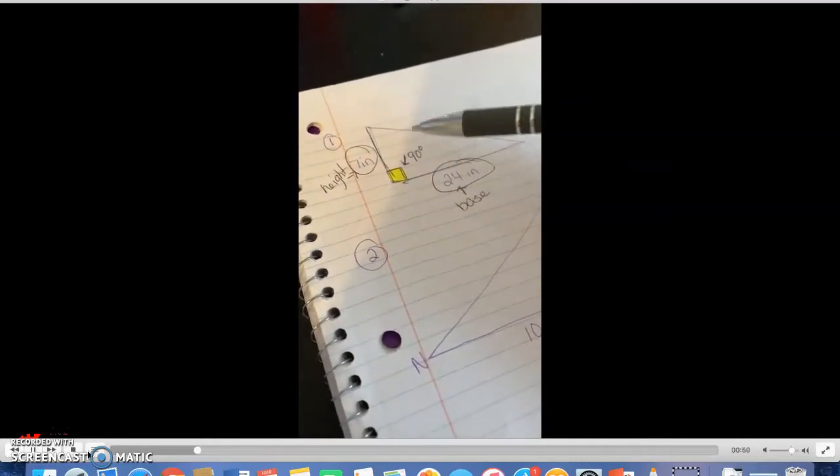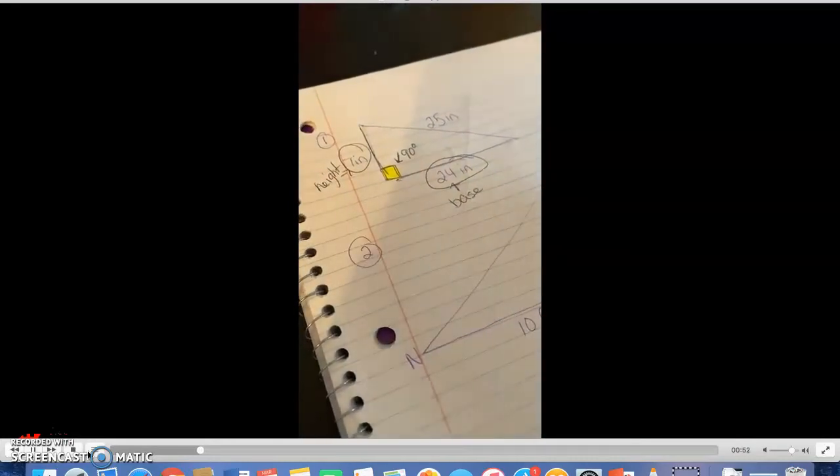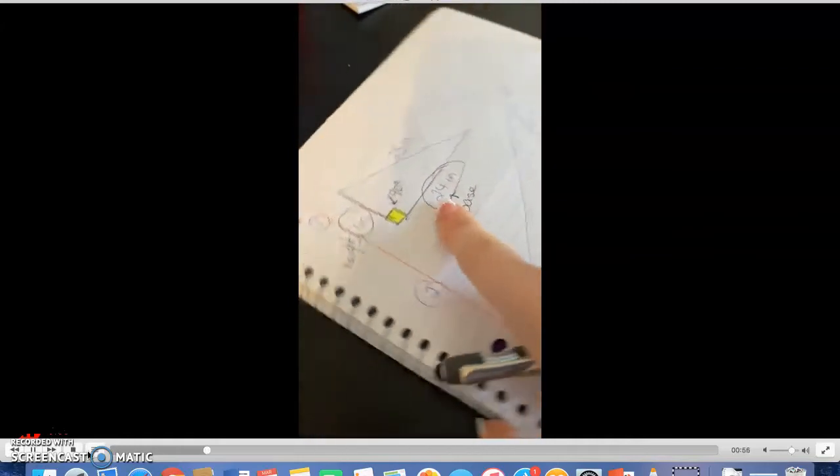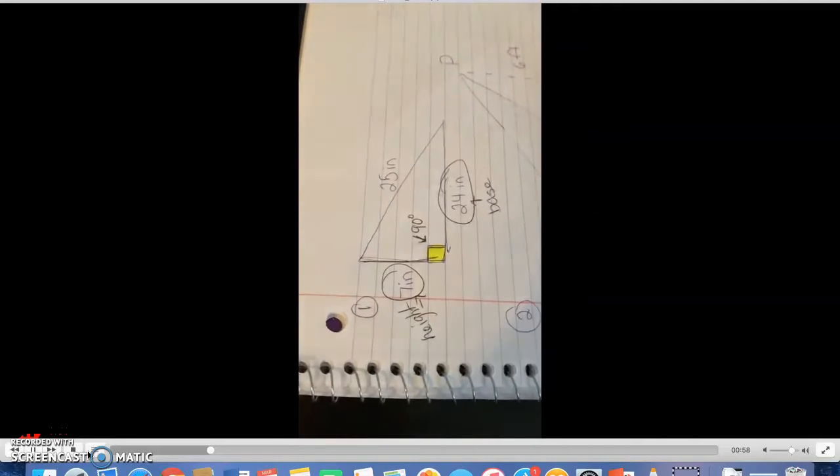I could interchange these because they're both parts of my triangle. So if I did call 7 the base, I could call 24 the height, because if I rotate this and looked at the triangle this way, I could call either or.